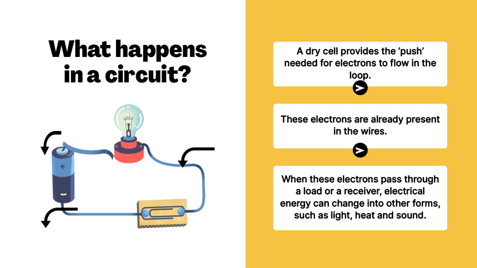And as these electrons travel through the circuit, especially through a load or receiver, that could be a light bulb, a motor, or anything that uses electricity, their energy is transformed into other forms. For example, light, heat, or sound. This process shows how electrical energy can be converted into various useful outputs, which is a key part of understanding how circuits work in everyday life. It's all about the flow, the push, and the transformation of energy.